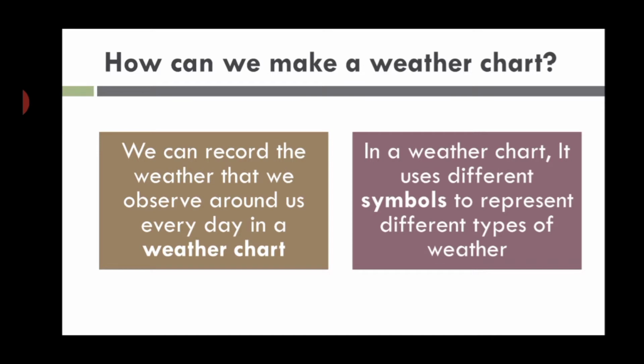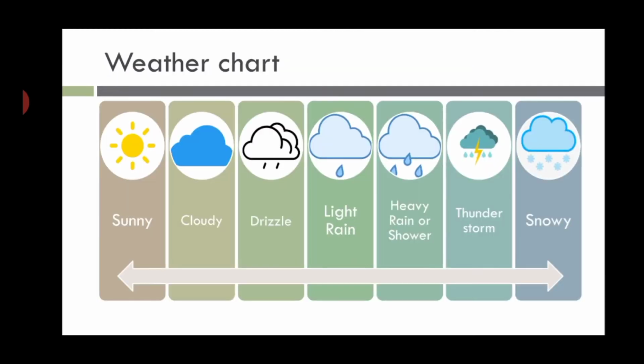We can record the weather that we observe around us every day in a weather chart. And in the weather chart itself, it uses different symbols to represent different types of weather. Let's take a look. Here are some symbols that you can find in a weather chart.